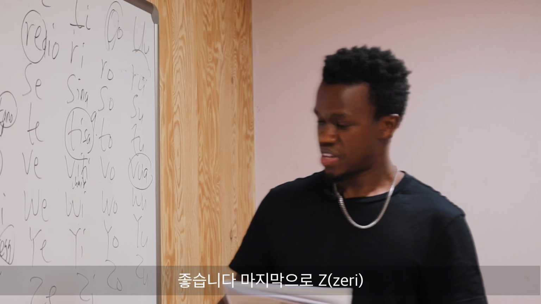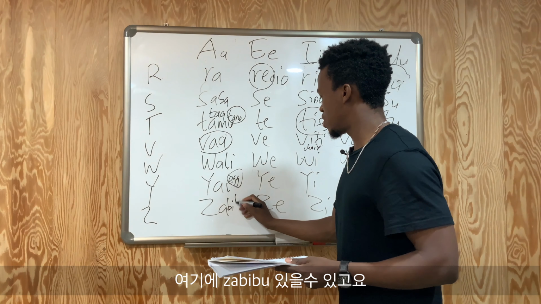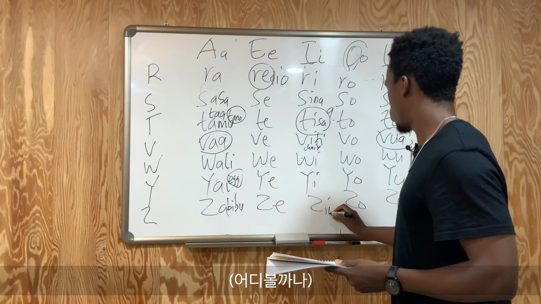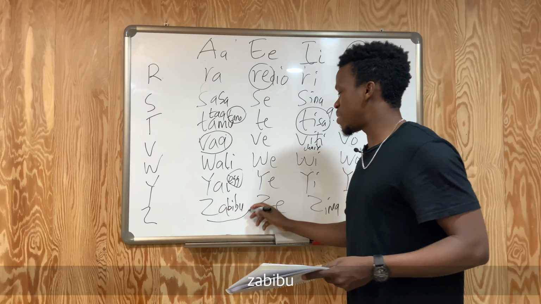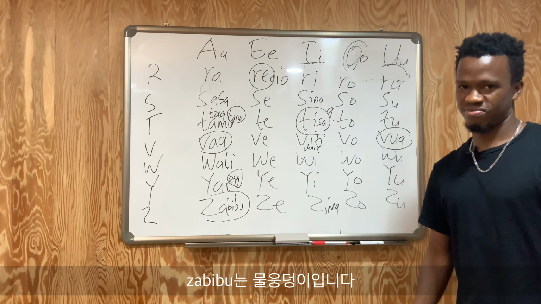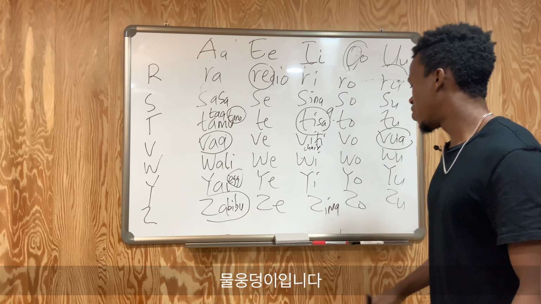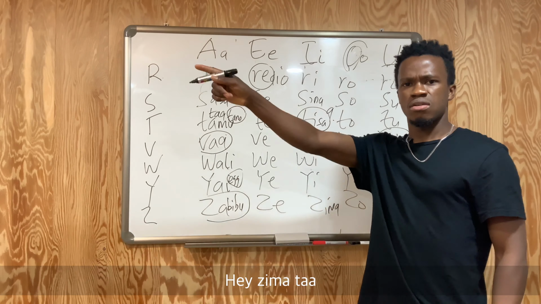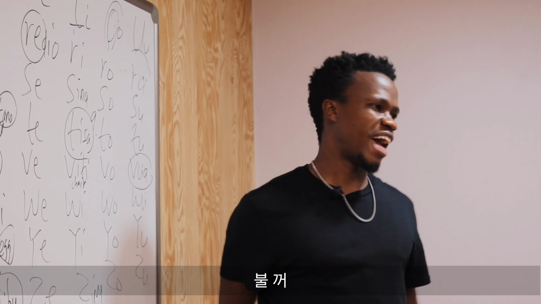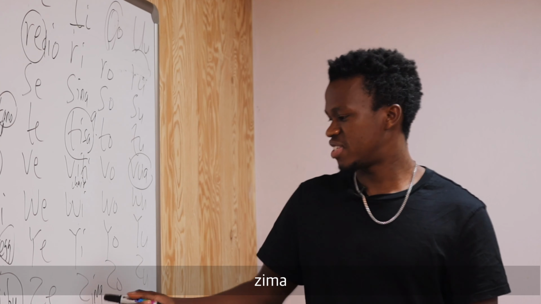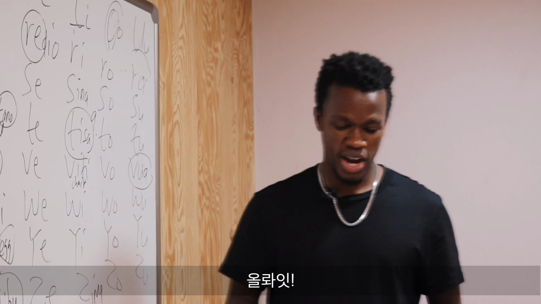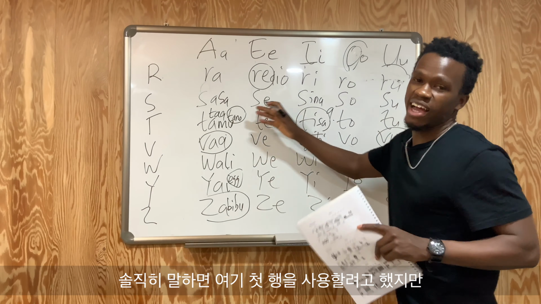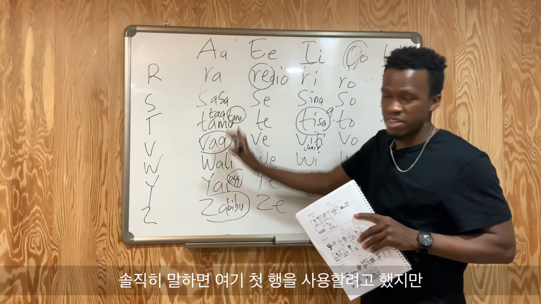All right. Z. The last one, we can have here the word zabibu or zima. Zabibu is grapes. This is zabibu. And zima is like turn off. If you want to turn off something. Hey, zima taa, like turn off the light. Zima.